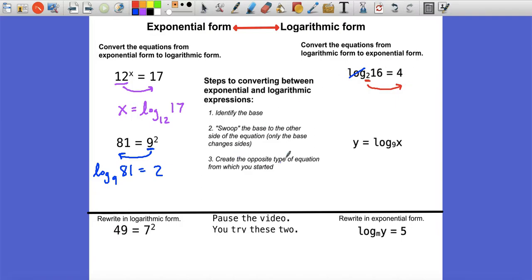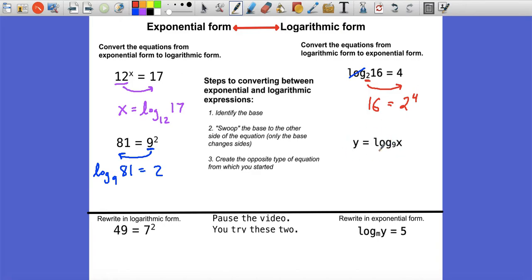And now we create the opposite type of equation from which we started. Well, we started with logs, now we're going to create an exponential. How do we know if it's 2 to the 4th or 4 to the 2? Well, we have to maintain our base. So it has to be 2 to the 4th because 2 is the base of the exponent 4, not 4 being the base of the exponent 2. So that's how we know it becomes 2 to the 4th power on the right side, just 16 on the left. 16 equals 2 to the 4th.